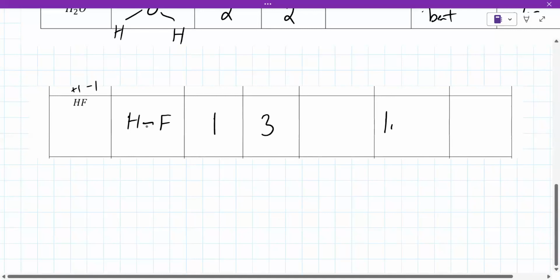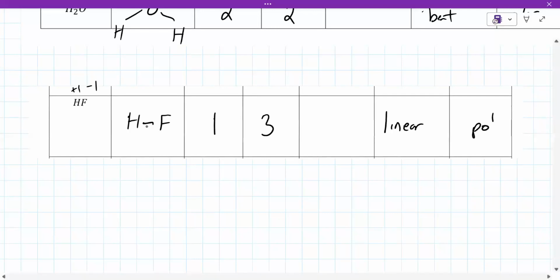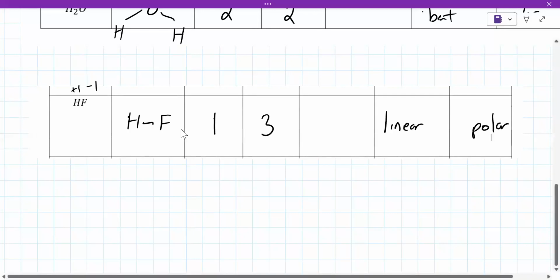Okay. This one is considered linear, and it is also polar. Probably something to do with the fact that it's an acid. Okay.